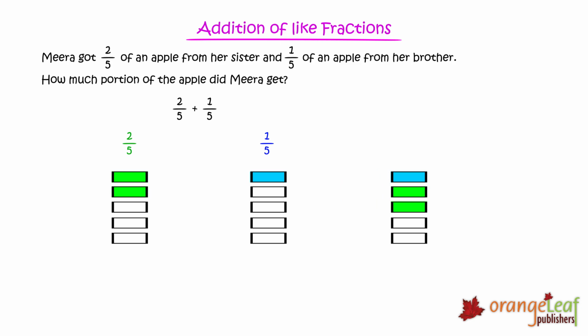What fraction of the whole is shaded in blue? 1 by 5. What fraction of the whole is shaded in green? 2 by 5. What fraction of the whole is a combination of blue and green? 3 by 5. We can write this as 2 by 5 plus 1 by 5 is equal to 2 plus 1 by 5, which is equal to 3 by 5.